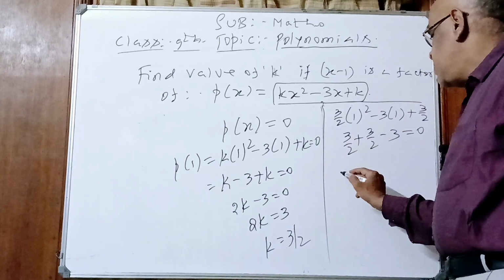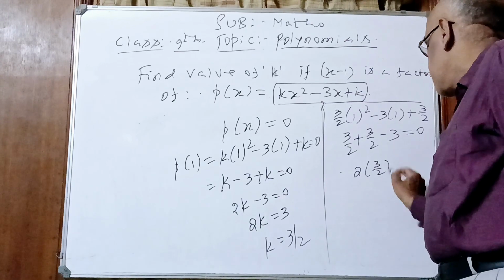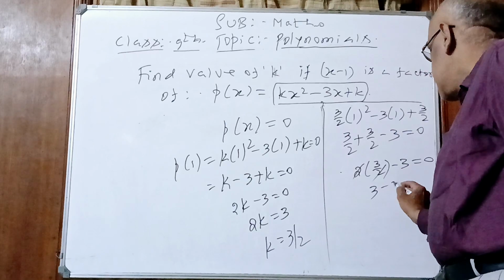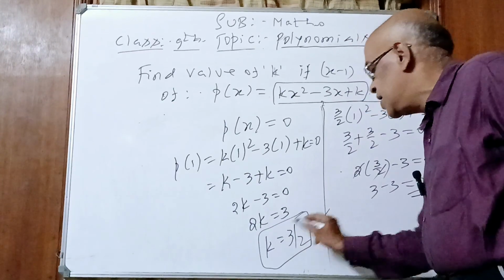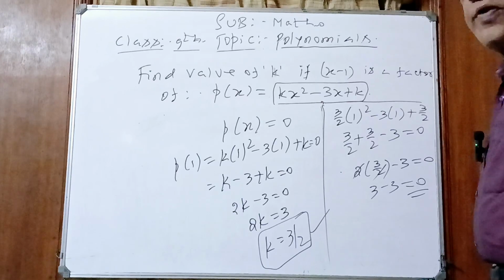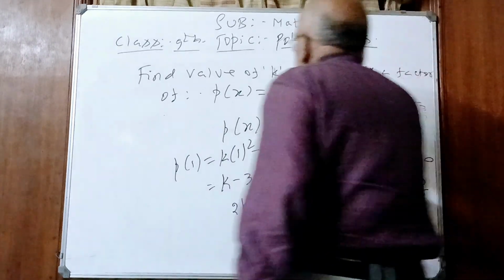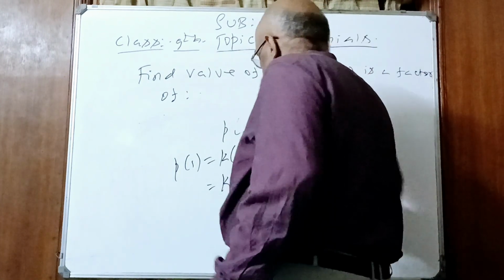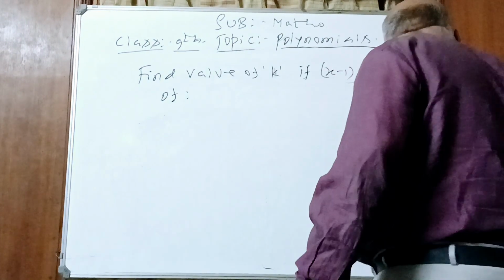3 by 2 plus 3 by 2, children. What is that? 2 times of 3 by 2. Yes or no? Minus 3. 2 to 1, 3 minus 3. Answer is 0. So value of k is equal to 3 by 2 is correct. This is called cross verification method. Try to do for every sum, children. Understood? So, pause my video whenever you have done. This type of question will come for 2 marks.